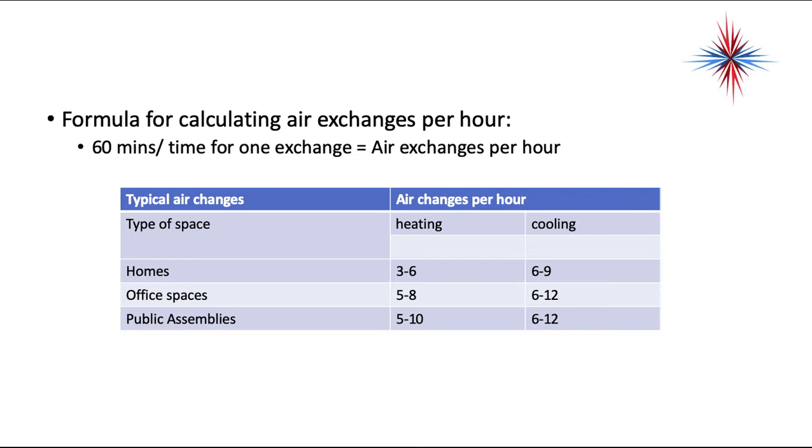Now in cooling mode, it is higher. We want 6 to 9, 6 to 12, or 6 to 12, respectively. And again, this has to do with moisture, humidity, and everything else. Now, once again, it is very important to check current code for your area and whatever jurisdiction you're in to make sure you're following the current code for this. Energy efficiency, building codes, and everything change per state and actually parts of the country.